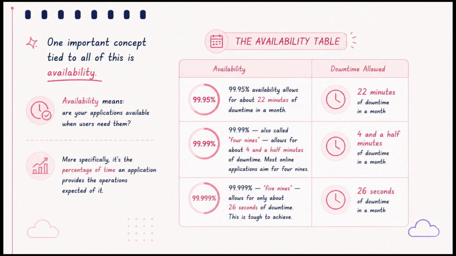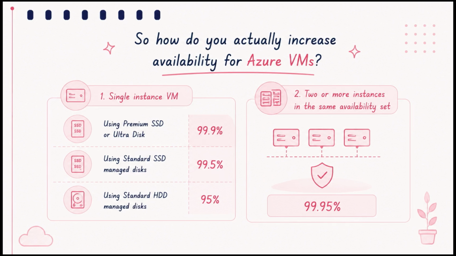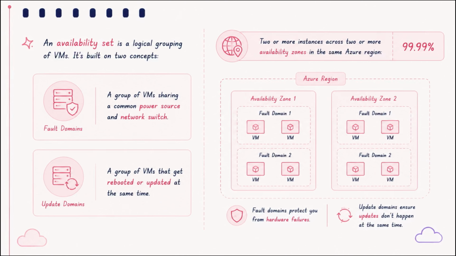So how do you actually increase availability of Azure VMs? Single instance VM using premium SSD or ultra disk, 99.9%. Using standard SSD managed disk, 99.5%. Using standard HDD managed disk, 95%. 2 or more instances in the same availability set, 99.95%. An availability set is a logical grouping of VMs.